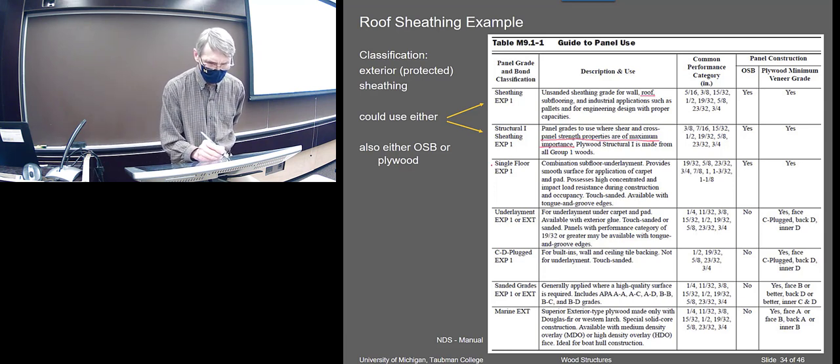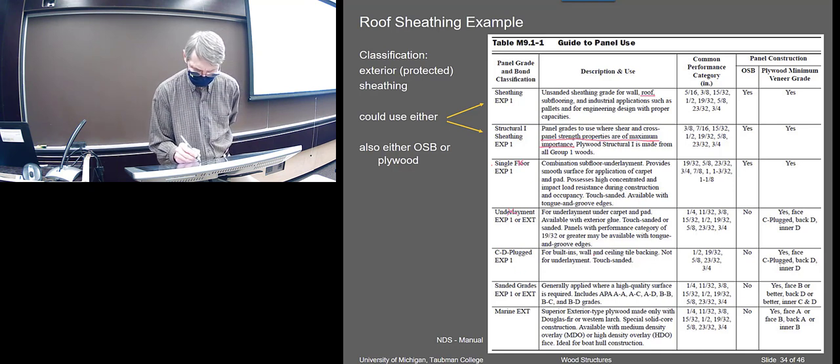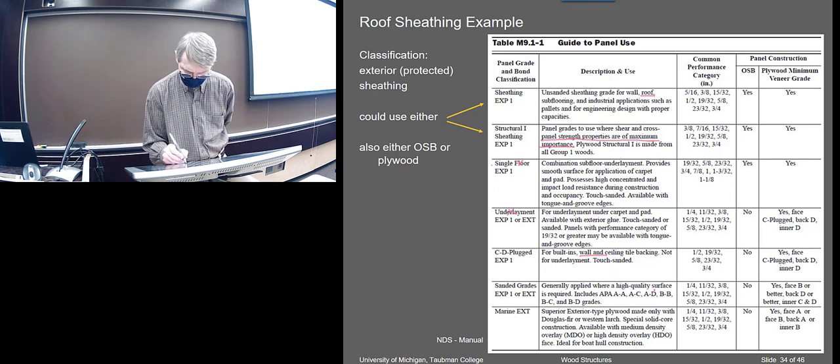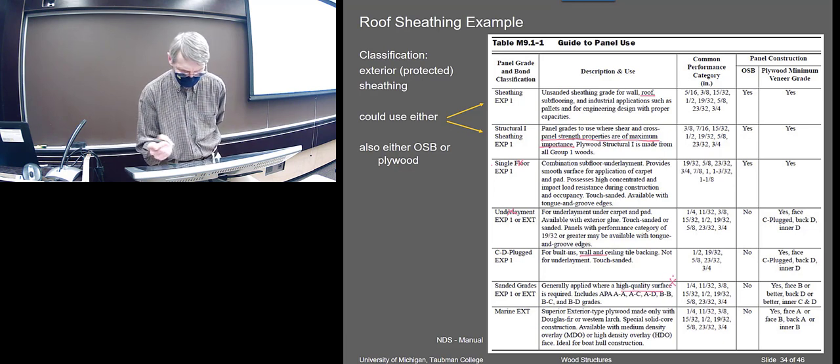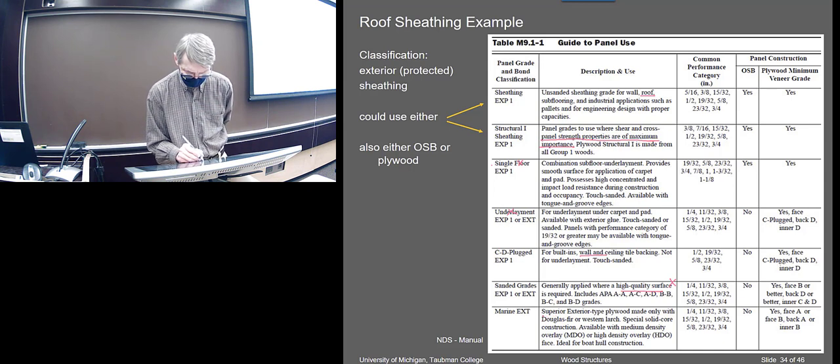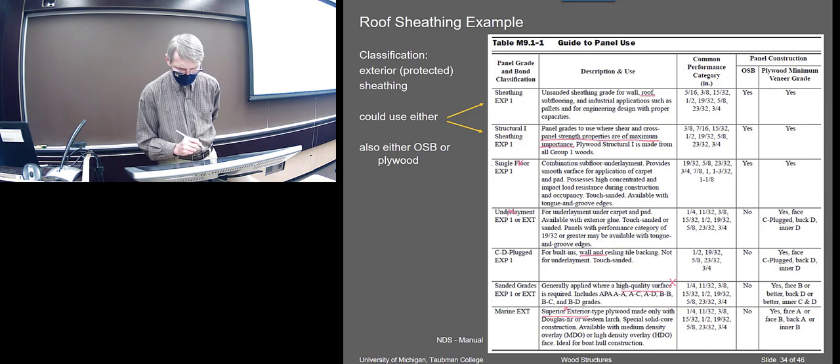It's not a single floor. It's not underlayment, right? It's not wall or ceiling. No, it's not that. I don't know, somehow I didn't think it was this either. Sanded grades, high quality surface. No, it doesn't need a high quality surface. It's up on the roof. Superior exterior? No, it's going to be covered, so it shouldn't need that.